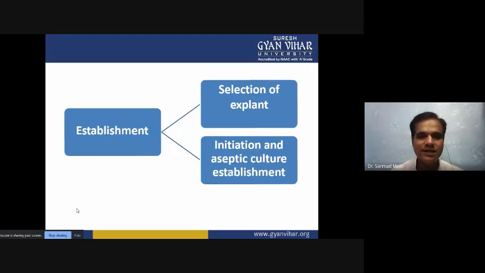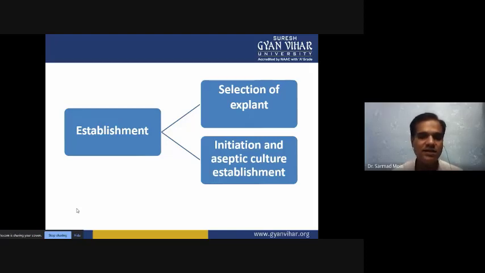Next, the second part is initiation and aseptic culture of establishment. When we take the explant in the early hours, it can give very good results. We bring it from nature in sterile distilled water, and we first wash it with sterile distilled water inside the laboratory, so that dust and microparticles present on the explant are washed away.